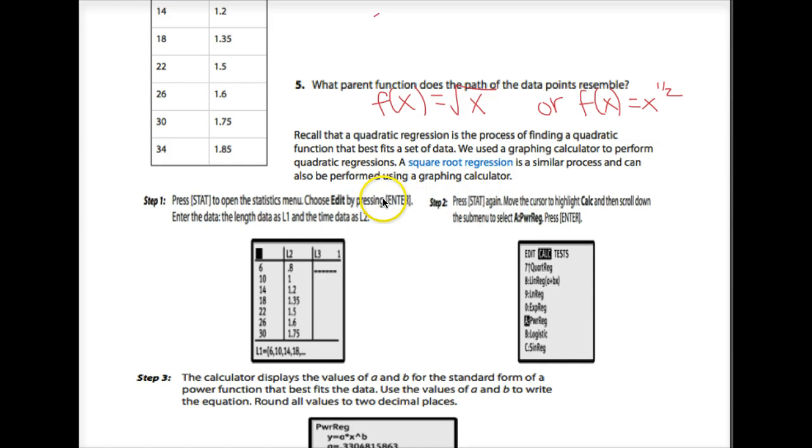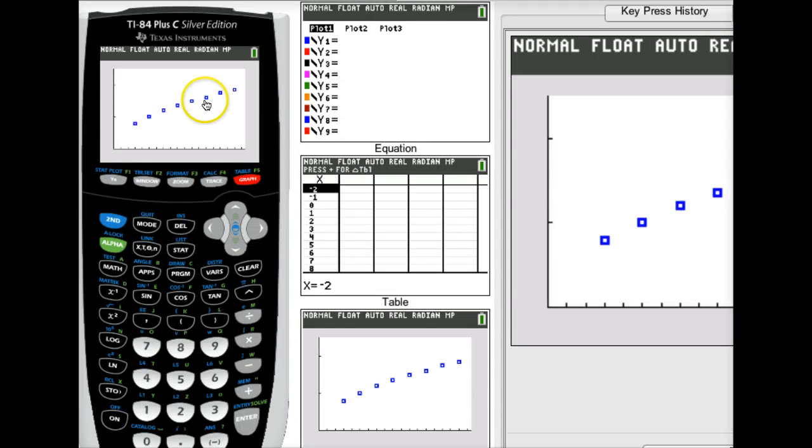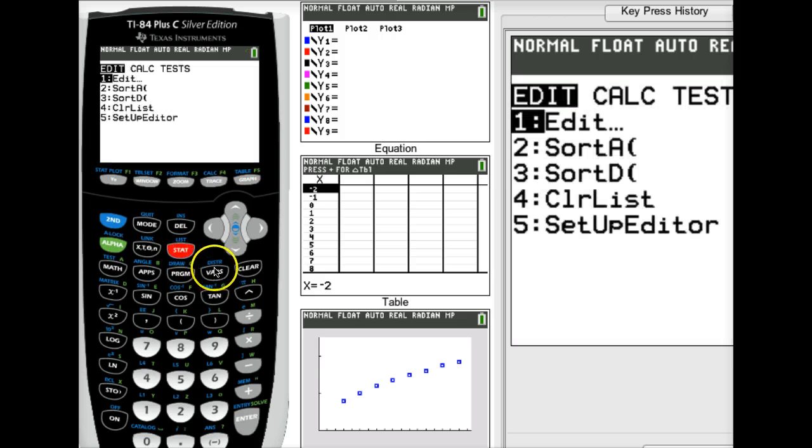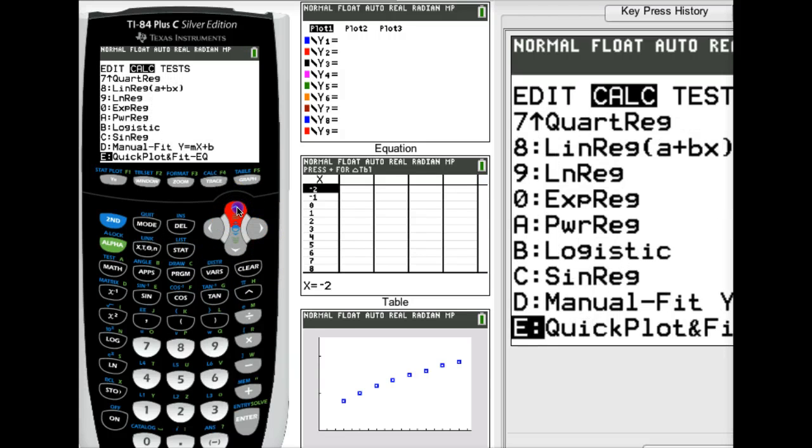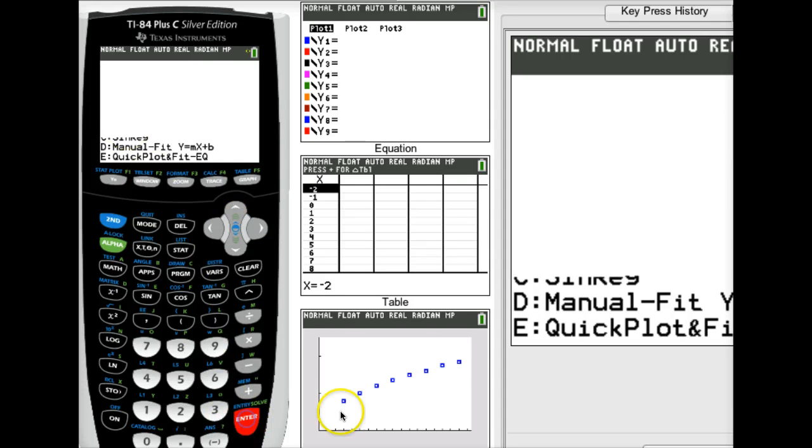And this is very, very similar to what we did when we did linear regression and quadratic regression. So it tells you in your book that the next thing we need to do is press Stat, then move the cursor to highlight the Calc menu, and then we're going to choose choice A, which says PwrReg, power regression. So again, the steps are here and it shows you, but I'm going to show you on here. So we're going to press Stat, scroll to Calc, and then choose choice A. It's actually faster to go up usually than down, but you can go either way. So choose choice A, press Enter.